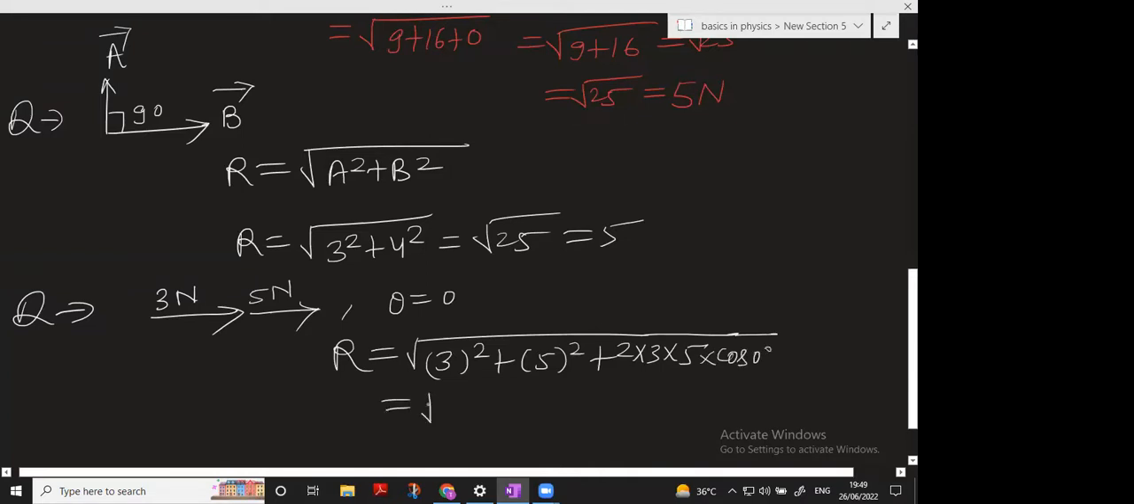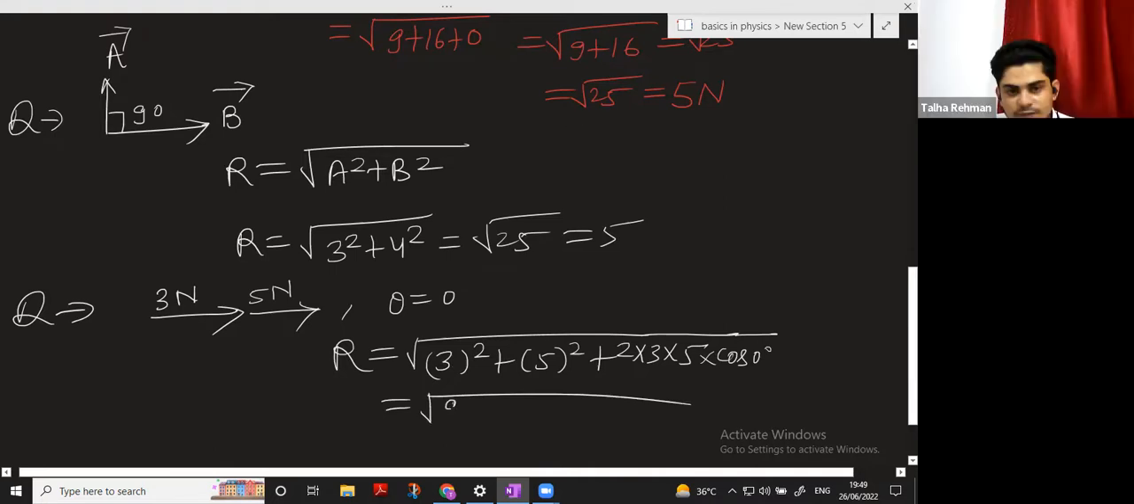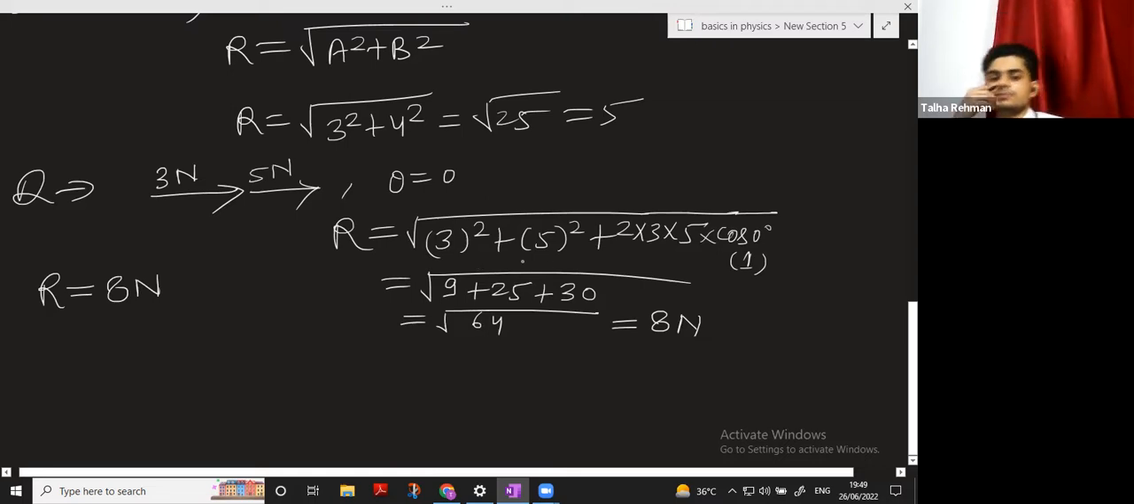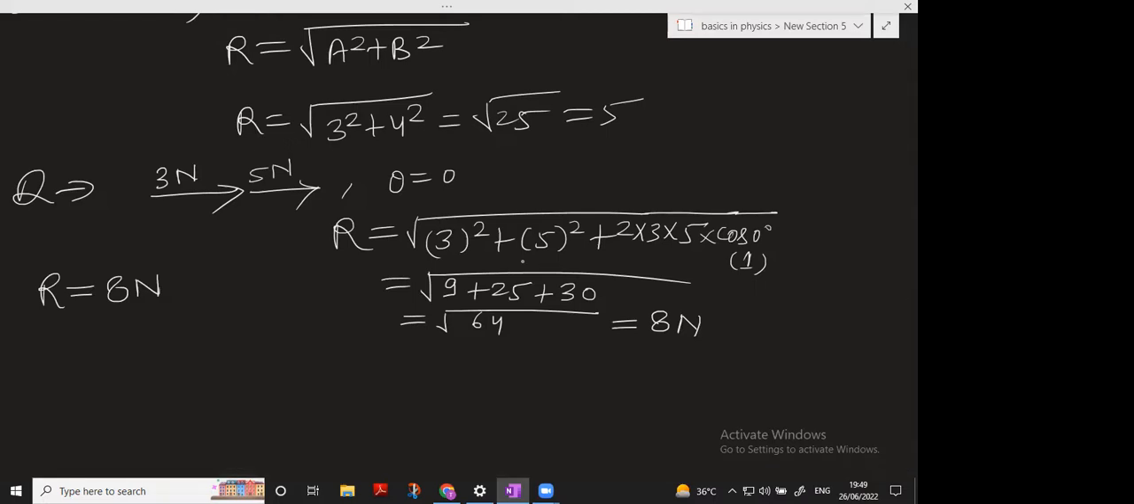Cos 0. So this will be like 3 3s are 9, 5 5s are 25, and cos 0 is 1, and this will be 30, and now we can write it as 64, and the root of 64 is 8. So if two vectors are given like this, you can directly write the resultant as 8 Newton. No need of this formula. Fine?